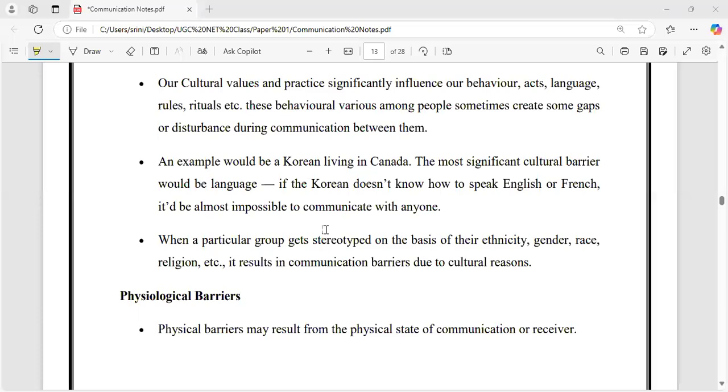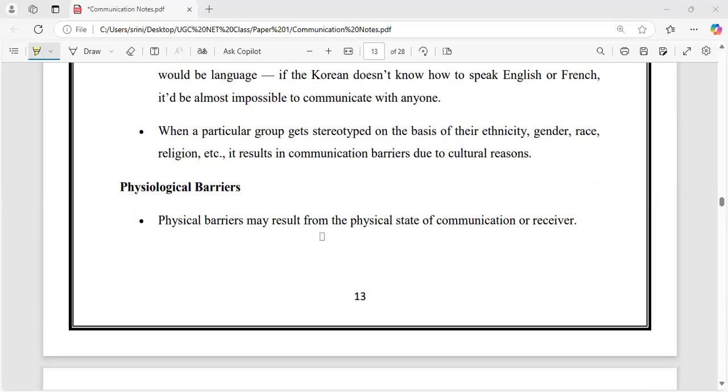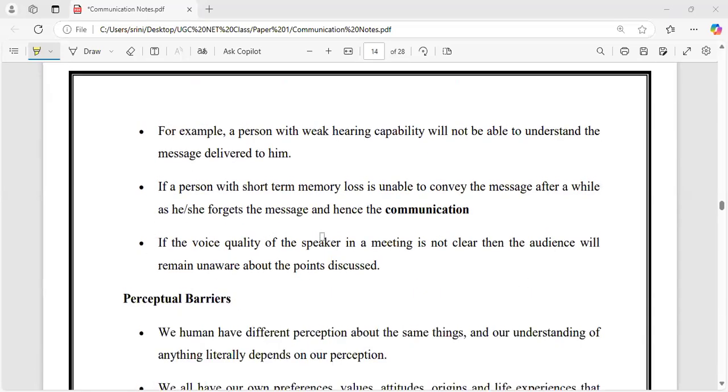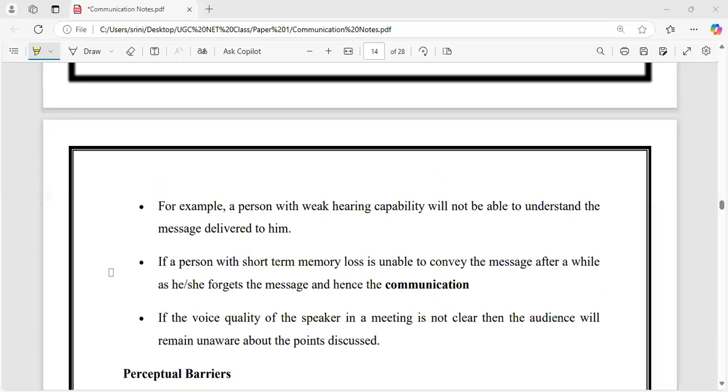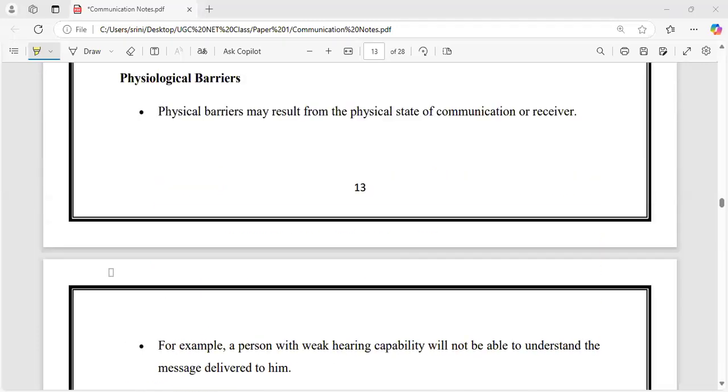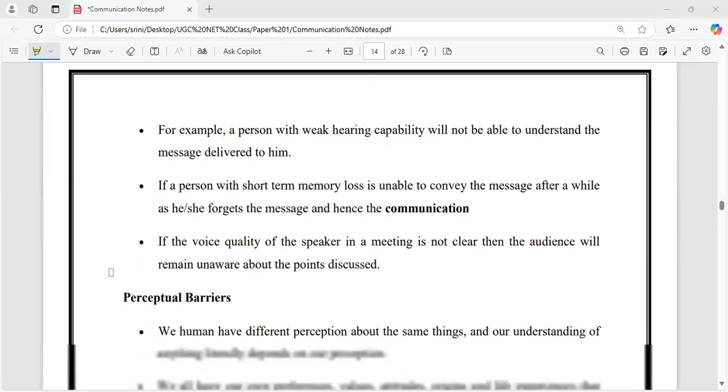So like that. Then psychological barriers may result from the physical state of the communicator or receiver. A person with weak hearing capability will not be able to understand the message delivered. If a person with short-term memory loss is unable to convey the message after a while, then he or she forgets the message and hence the communication fails. If the voice quality of the speaker in a meeting is not clear, then the audience will remain unaware of the points discussed. These are the physiological barriers.